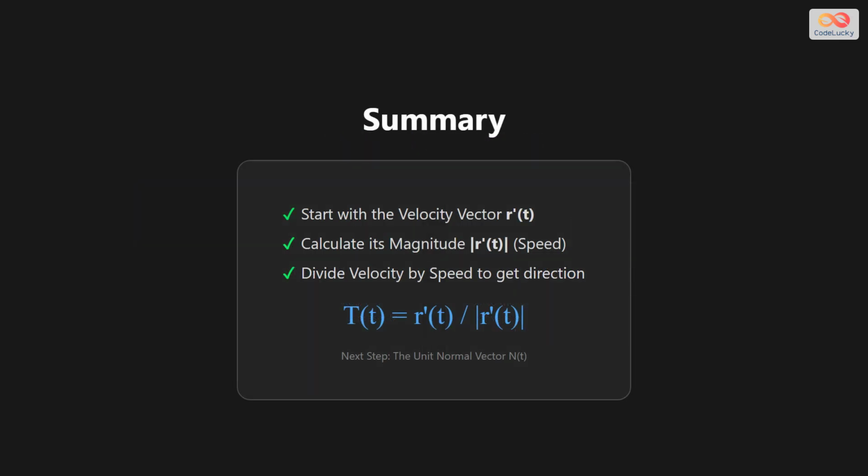To summarize, we find the unit tangent vector by calculating the velocity, finding its speed, and dividing the two. This gives us a pure mathematical description of direction along a curve.